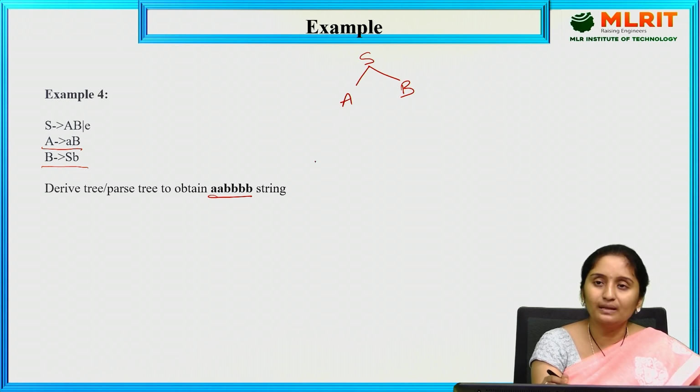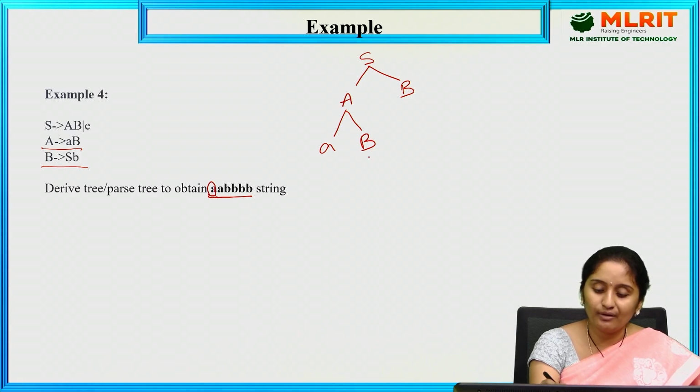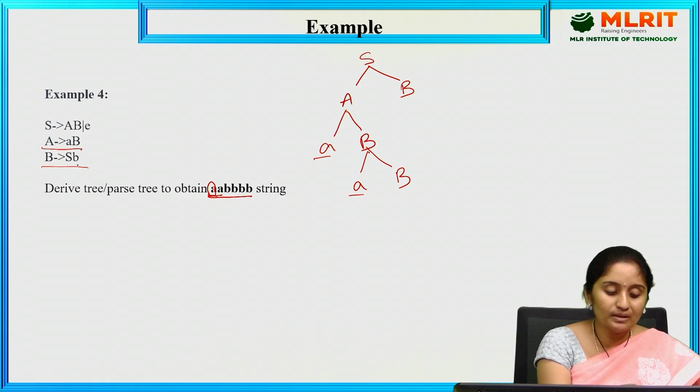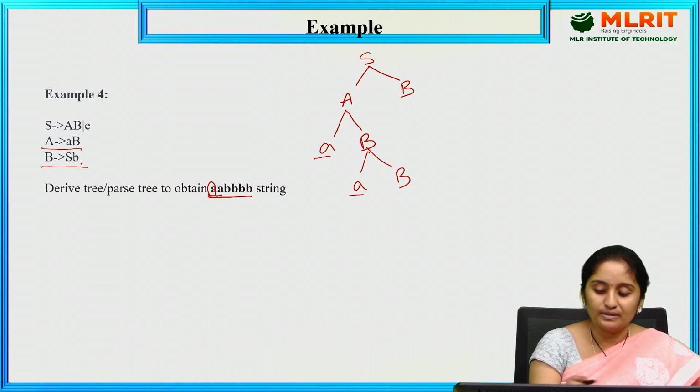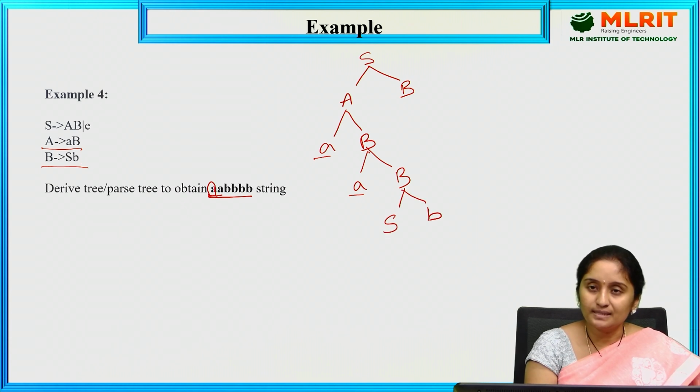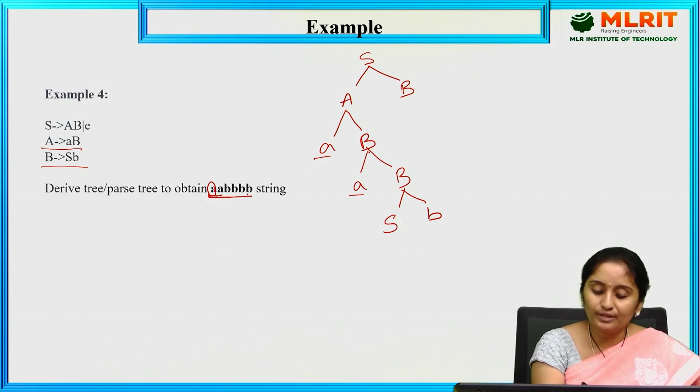I am applying the leftmost derivation. A produces AB, so the first character A I have got. Again I am reproducing this, so nothing but two A's I got. The next B I can replace with SB. B is replaced with SB. So how many do I have? Here four B's are there.